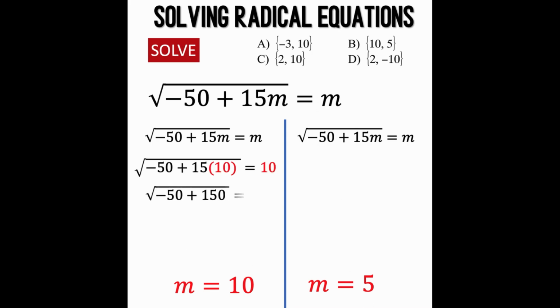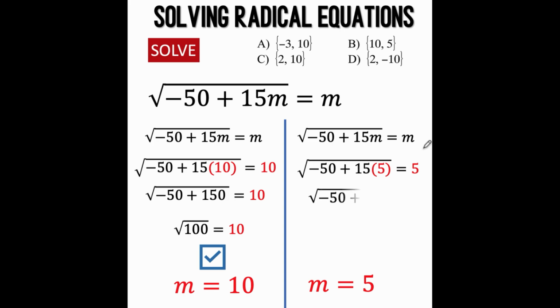So when m equals 10, we arrive at the square root of 100 equals 10, which is correct. When m is 5, substituting this 5 to m, we arrive at square root of 25 equals 5, which is also correct. So in this case, there is no extra root. The final answer is letter B, m equals 10 and m equals 5. Both will make this equation true. In the next video, we are going to look for the cases when there are extra roots.